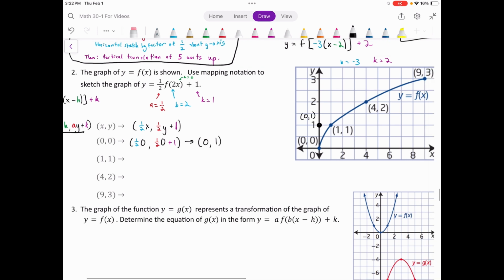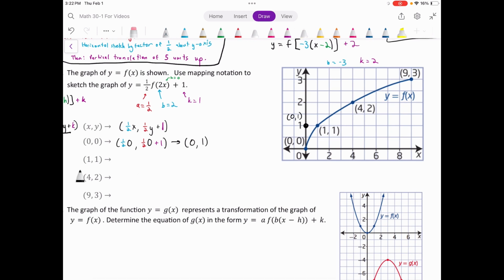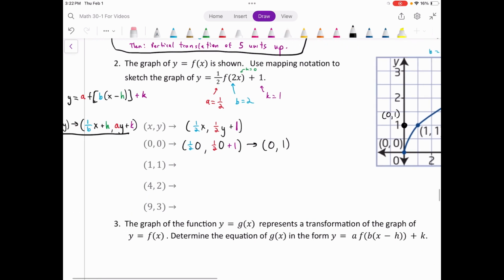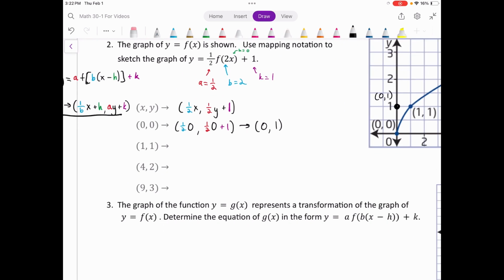I mean, this one, they've given us the coordinates. We could have also just picked them off the graph ourselves, but they're just getting us to really think about our mapping notation here and how helpful it can be. So we're going to do the same thing. The x values all get multiplied by 1/2 because b is 2. Horizontal stretch by a factor of 1/2. Whoops, my new x coordinate is not 0, sorry, it's 1. So we're going to do 1/2 times 1.